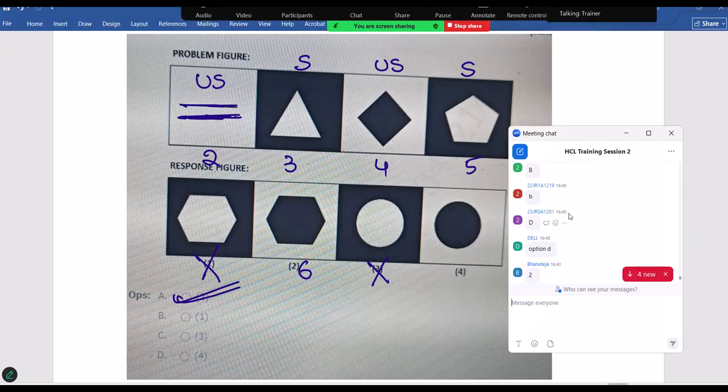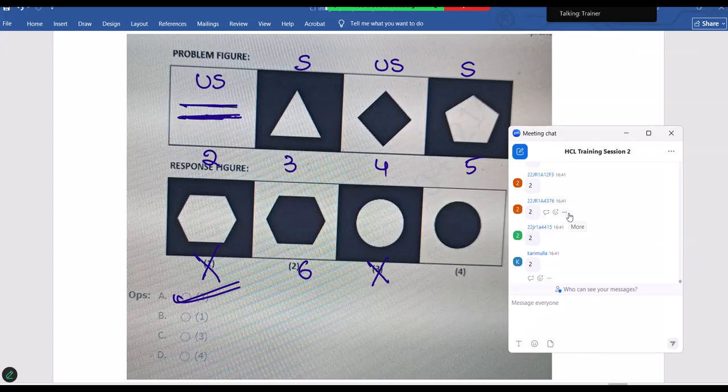Okay, suitable is hexagon only. Most suitable is hexagon. 2. 2 is there in option A only. Among these, 2 is the answer.